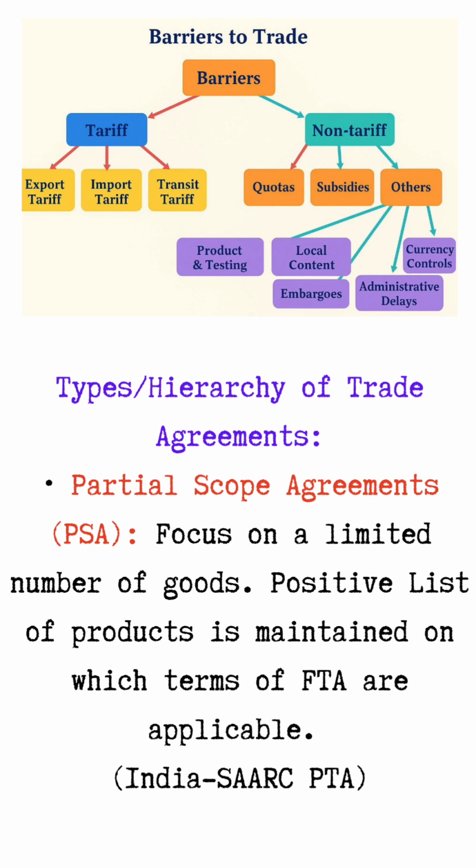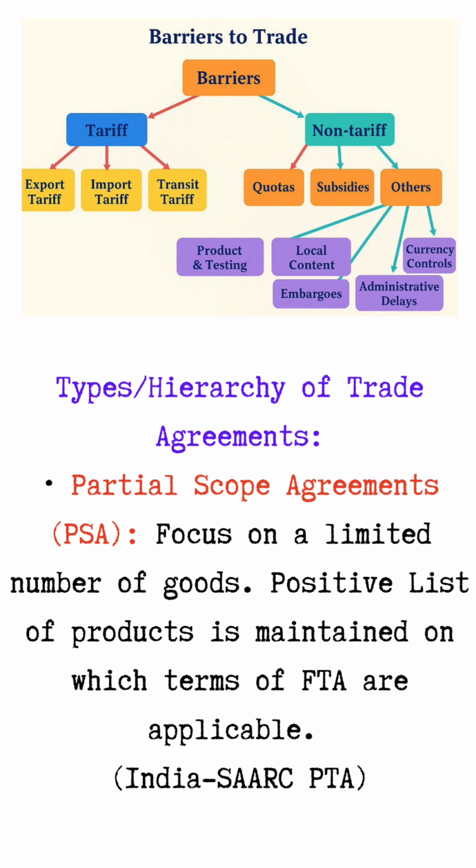Tariffs are imposed mainly to protect domestic industries. For example, recently Trump doubled the import tariff on steel and aluminum from 25% to 50% to support local industries of America. Transit tariff is imposed on merchanting trade transactions. And non-tariff measures include quotas, product quality testing, embargoes, subsidies, and many other measures.